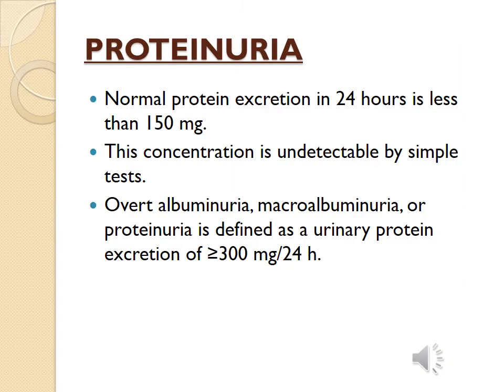We'll start the first chemical test for proteinuria. Before we do proteinuria, let's remember in a normal urine there is protein excretion of less than 150 milligram per 24 hour. It is so less that it is not detected by any small test. Then what is the definition of proteinuria? Proteinuria is defined as urinary protein excretion of equal to or more than 300 milligram per 24 hour. Proteinuria is also called overt albuminuria or macroalbuminuria.